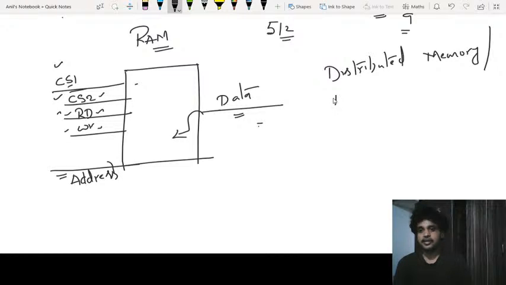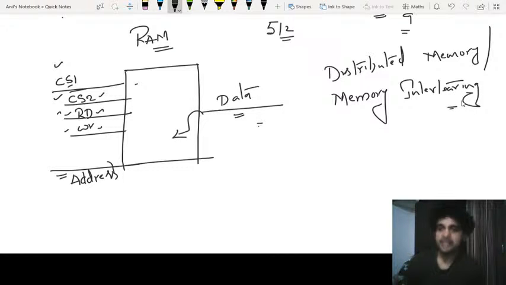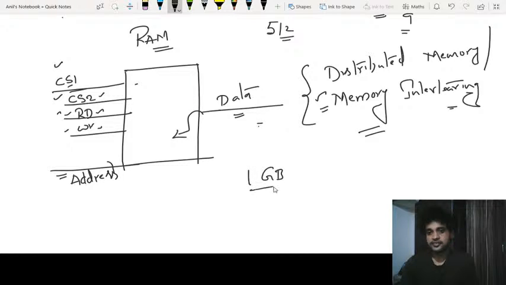Distributed memory, or memory interleaving. Let me explain to you what memory interleaving is. Let us say that in my computer system I am using 1 GB memory. My main memory is of a capacity equal to 1 GB.